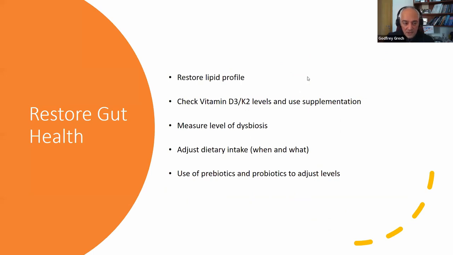So yes, there are gut restore programs. You have to restore the lipid profile, to have healthy cells, you have to make sure that your vitamin D3, K2 levels are optimal. You have to measure the dysbiosis and adjust the dietary intake. So there should be good plans, and the plans should include prebiotics and probiotics depending on the bacterium.